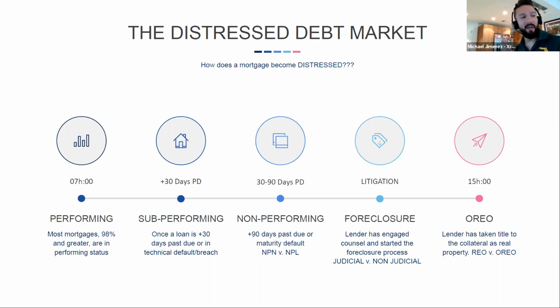So there's that mess. Then we go to foreclosure, right? The lender has engaged counsel and is starting the foreclosure process. Judicial versus non-judicial. Obviously, every state is different, and that's the state code or state law, and then there's the jurisdictional or county or wherever you would have to go to foreclose. Typically the county. It's also how that county operates, and we're seeing why this is important, particularly now.